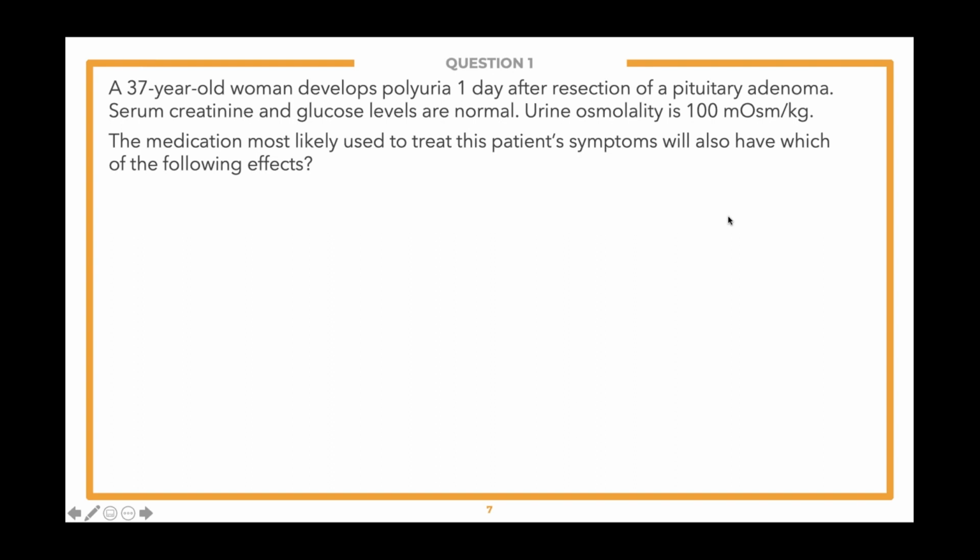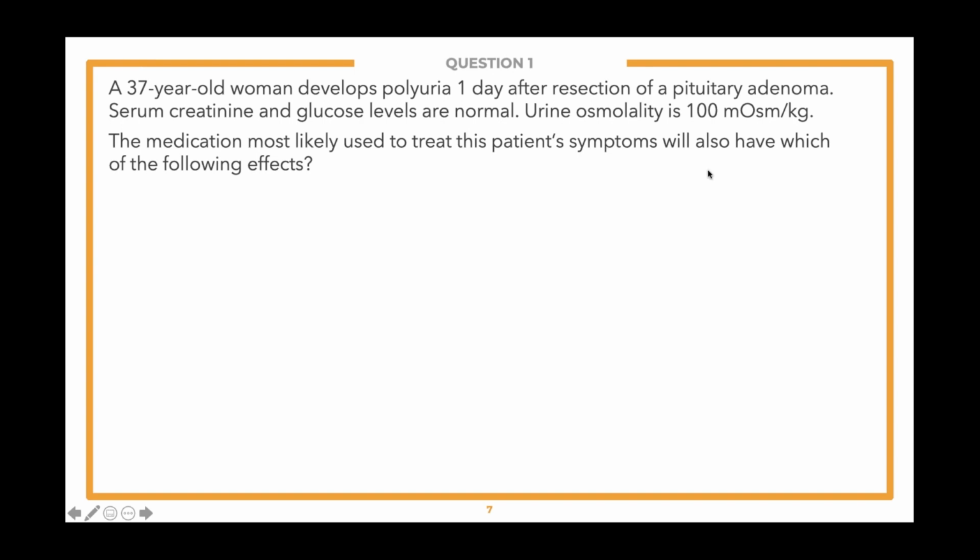All righty, let's take a look at that vignette. A 37-year-old woman develops polyuria one day after resection of a pituitary adenoma. Serum creatinine and glucose levels are normal. Urine osmolality is 100. The medication most likely used to treat this patient's symptoms will also have which of the following effects? Paras.